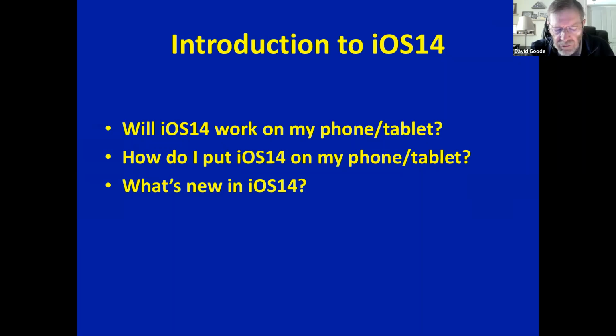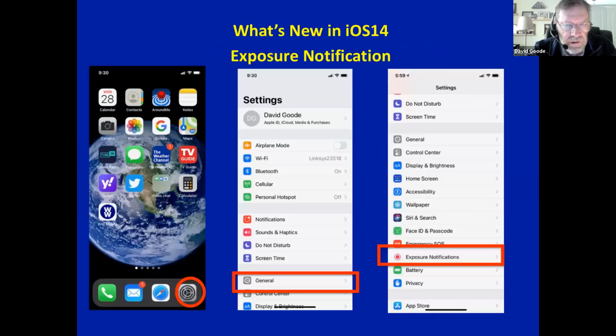Now, here are a few new things in iOS 14. The first is exposure notification, which is very timely at this stage. To set it up, click on Settings, that thing in the circle on the left screen, and then General again, and then Exposure Notifications as seen on the right screen.